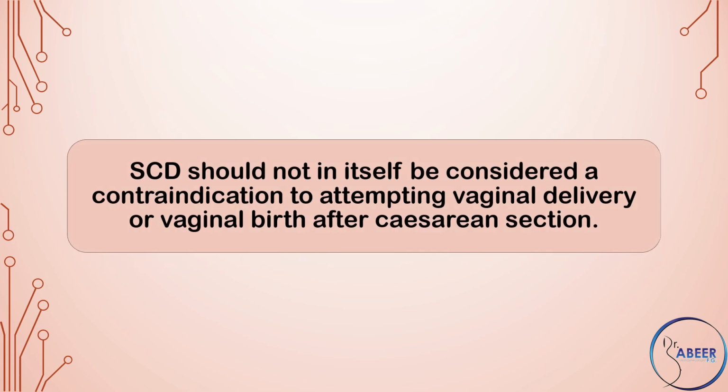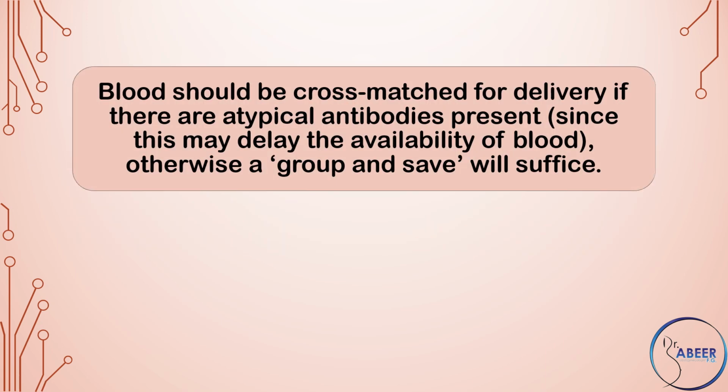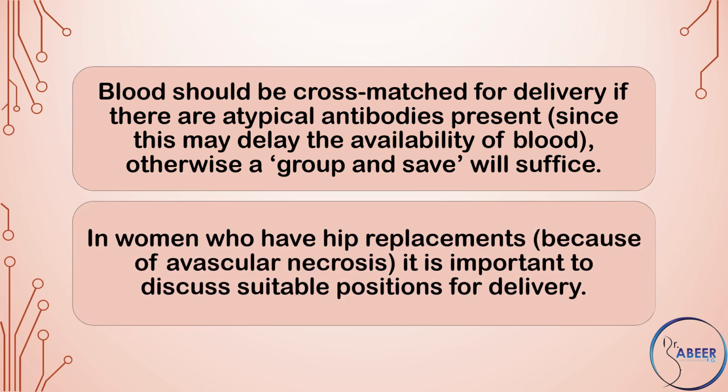Sickle cell disease should not in itself be considered a contraindication to attempting vaginal delivery or vaginal birth after cesarean section. Blood should be cross-matched for delivery if there are atypical antibodies present, since this may delay the availability of blood. Otherwise, a group and save will suffice. In women who have hip replacement because of avascular necrosis, it is important to discuss suitable positions for delivery.